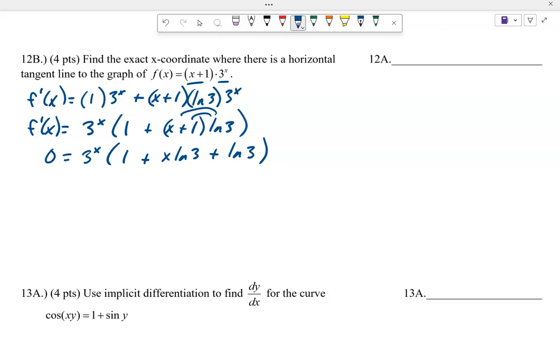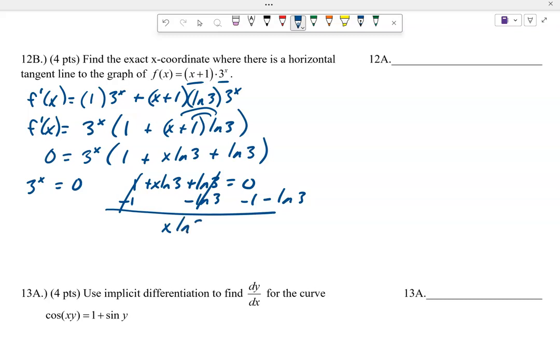Now, where is this equal to 0? I'm going to take each factor and set it equal to 0. Where does 3 to the x equal 0? Where does 1 plus x ln of 3 plus ln of 3 equal 0? Let's go ahead and solve that one first. I'm going to take all my constants to the other side.